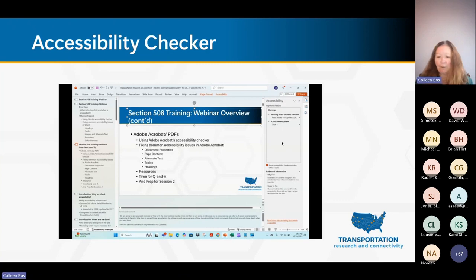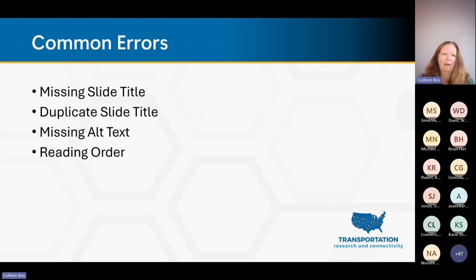So that's how that works. Let's talk a little bit more about the common errors. A couple of these common errors are related, and that's a missing slide title and a duplicate slide title. These cause problems because the slide titles are a key way that assistive technology and also most readers of all kinds navigate your PowerPoint. So having titles and not using the same title over and over again is important to help people find information in your presentation.